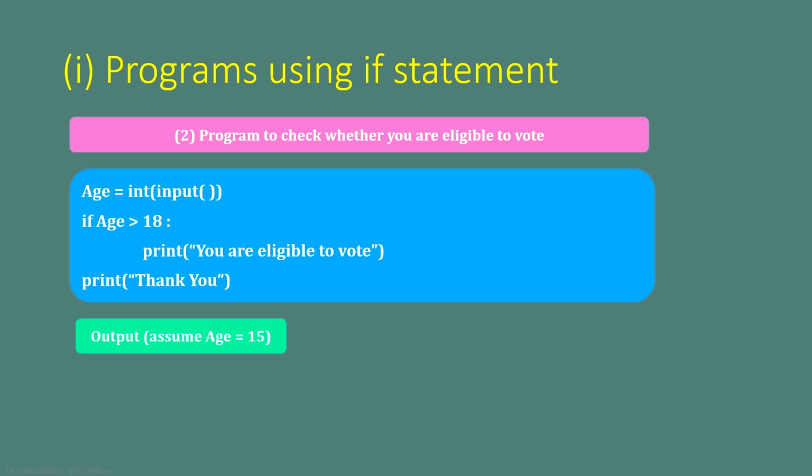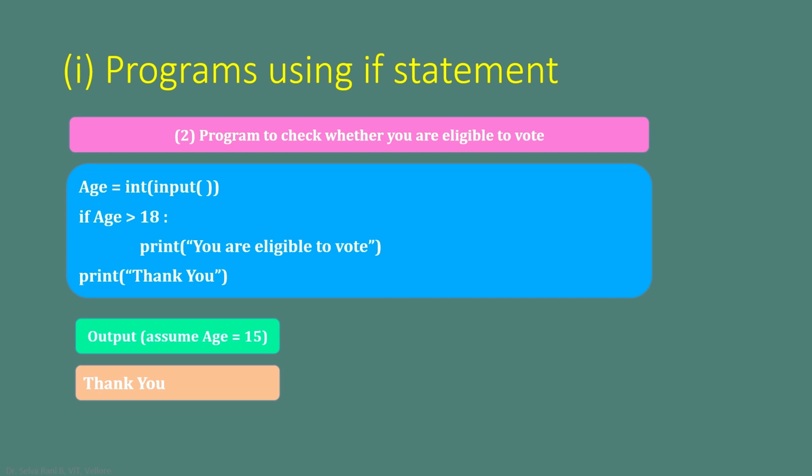Let's see some example inputs. Let us assume that the input given by the user is 15. So age is equal to 15 and the if statement will check 15 against 18. 15 greater than 18, no, the condition is false. So the interpreter will not execute the statement inside the if construct. It will directly come to the thank you statement. The output we are getting on the screen would be the thank you message.